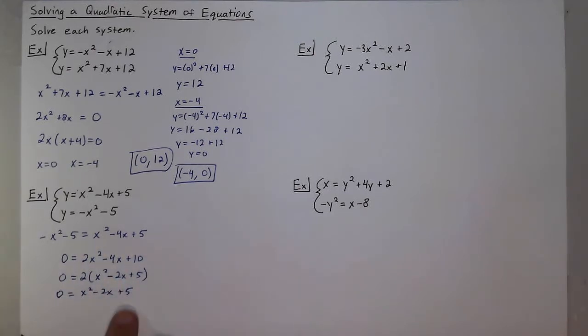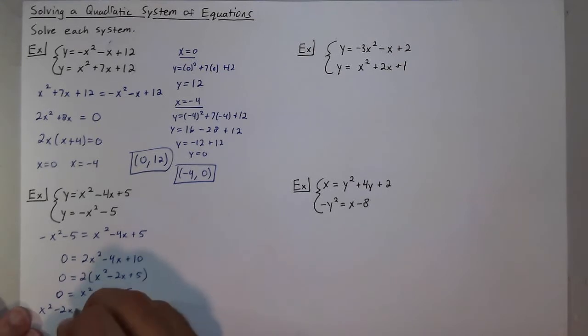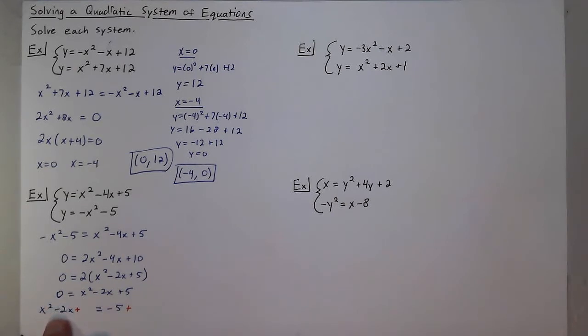And I can either use the quadratic formula or complete the square. And I'm going to use complete the square, so I'm going to subtract 5 from each side, giving me x squared minus 2x is equal to negative 5 when I subtract it over. And now I want to look at what I need to add to each side of the equation to complete the square. Half of negative 2 is negative 1. Negative 1 squared is 1, so we'll add 1 to each side, giving me x minus 1 squared is equal to negative 4.